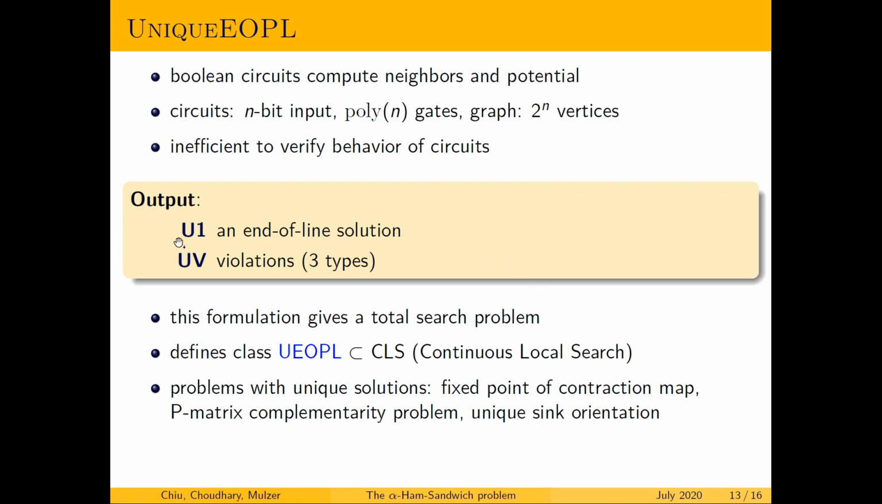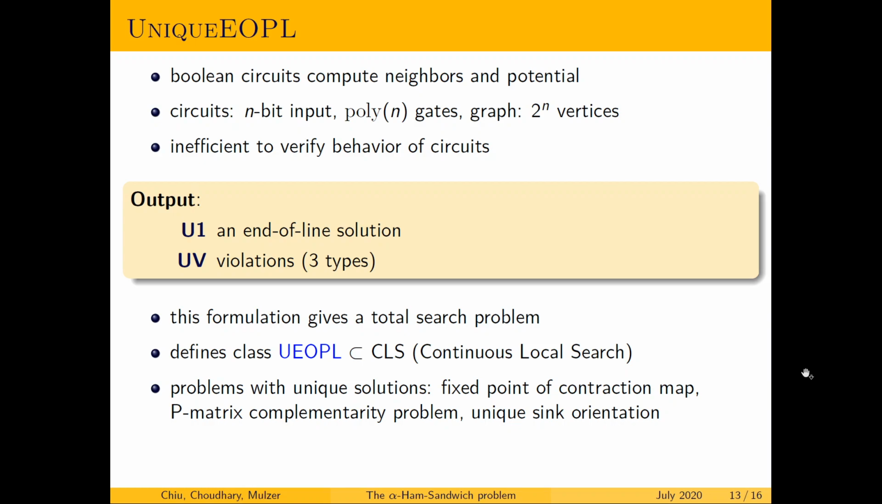So if we don't have a violation, then we always have an end of line solution. Otherwise, there must be a violation. So this formulation gives us a total search problem, and this defines the class UEOPL. Every problem that is reducible to this unique EOPL problem lies in this complexity class.